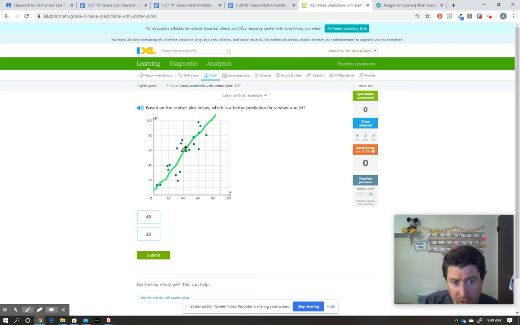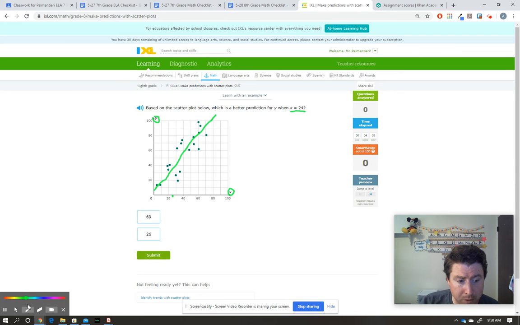I just make that line that goes through, and then it says based on the scatter plot below, which is a better prediction for y when x equals 24. Now here's the deal. Now that I have that line drawn, you might have to do the imaginary line in your head. I know that when x is 24, x is here. Any number on this line stands for x. Any number on this line stands for y. So x is 24. Well, here's 20. Here's 40. Halfway between is 30. So 24 must be about right here.